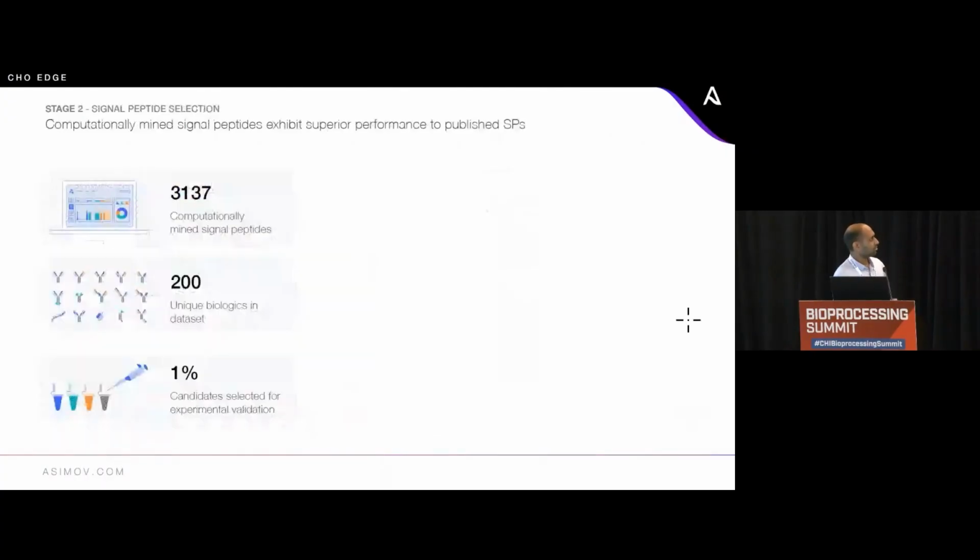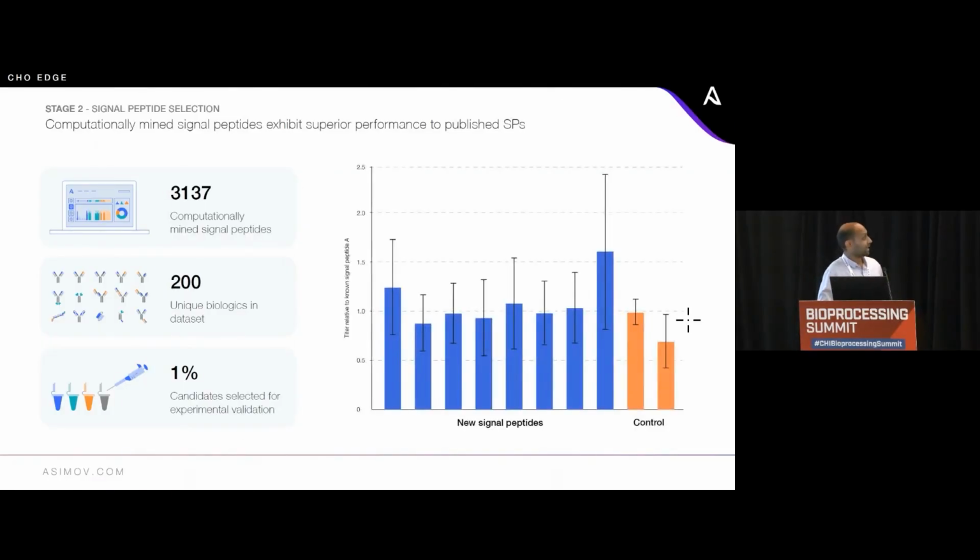The second step is to append the signal peptides. And what we did was designed our own models to come up with novel signal peptides. And the way we did that was we developed a model, a protein language model that outperformed Signal P 6.0. And we trained that across 200 unique biologics and tested the top 1% of what we computationally mined. And what we saw is that for the top 8 signal peptides tested, shown here in blue, they outperform the published controls pretty frequently, up to a 1.5-fold increase.